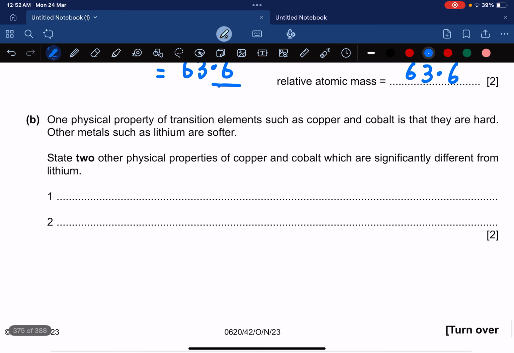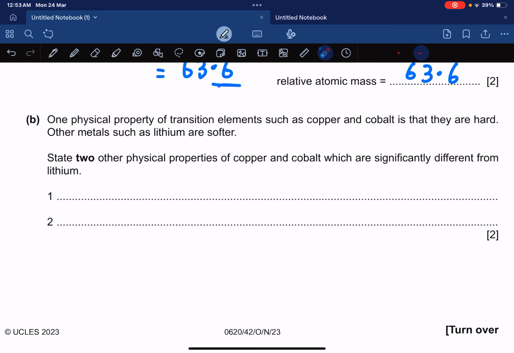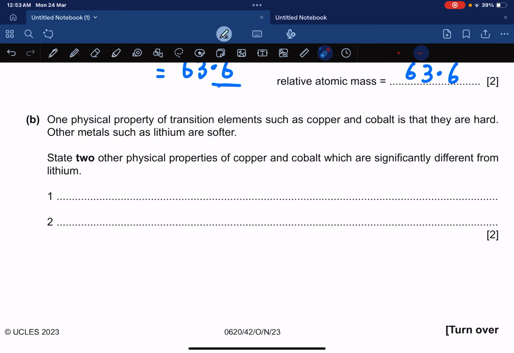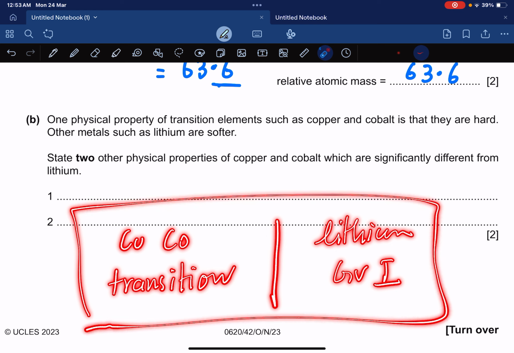Achha. One physical property of a transition element such as copper and cobalt is that they're hard. Okay, that's the physical property they have told us. Other metals such as lithium are softer. State 2 other physical properties of copper and cobalt which are significantly different from lithium. Now you should know that copper and cobalt are basically your transition elements and lithium is basically your group 1 element. So what they're asking about is the differences between transition elements and group 1 elements. And what they're asking about is the physical differences.